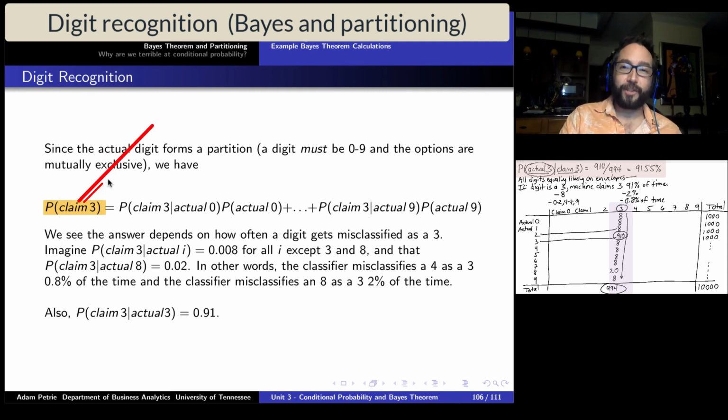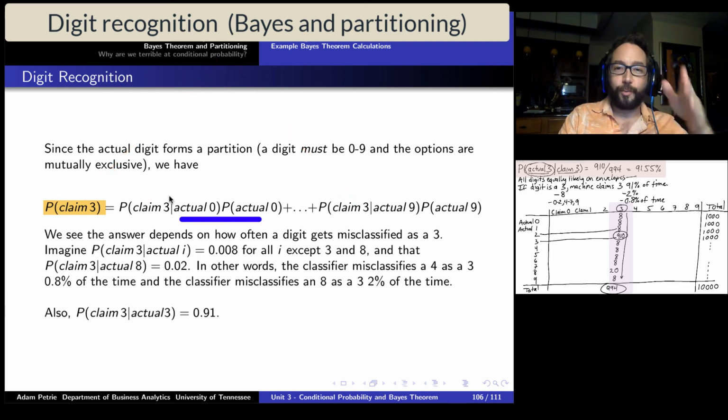So when we do that partitioning, what do we do? Well, we simply rewrite the probability of our event of interest, and then slap a bar right after it, and then go through methodically each one of the events in our partition.